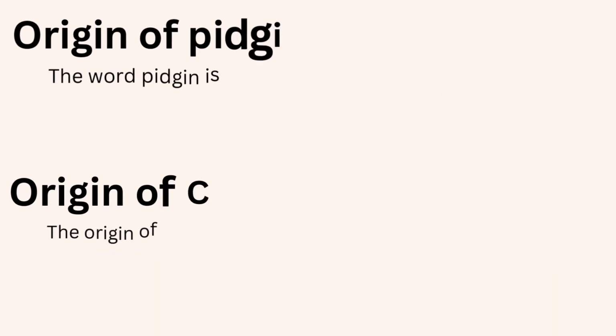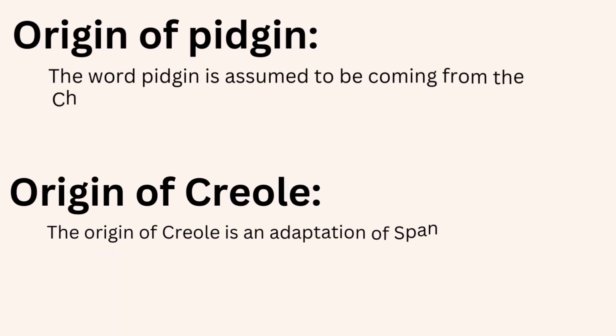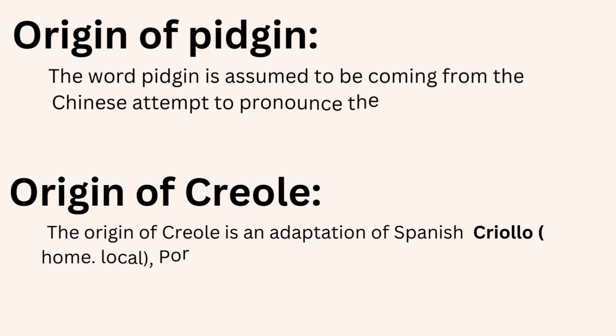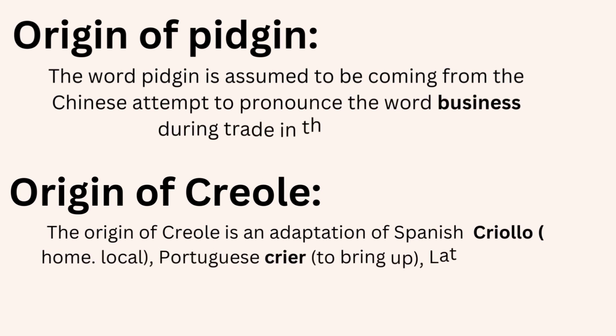Like every word in linguistics, the words pidgin and Creole have their origin from other languages. Let's talk about their origin. Talking about pidgin origin, we come to know that the word pidgin is said to come from Chinese. It was basically an attempt by the Chinese people to pronounce the English word business during trade in the Far East.